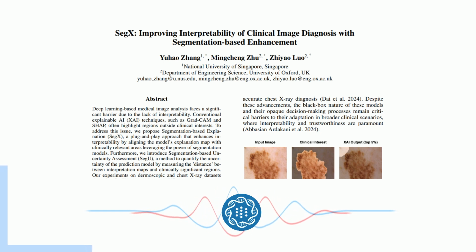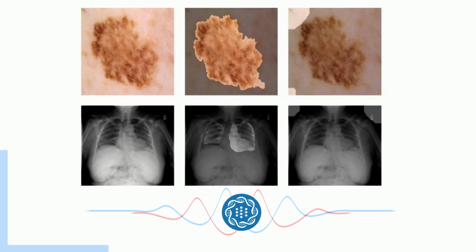So does that mean every time you use it on a different type of medical image, you have to retrain it? Well, I think one of the coolest things about SegX is how adaptable it is. It's what we call a plug-and-play solution, so you can basically use it with any existing XAI method. So that means it has the potential to really improve AI interpretability across a whole bunch of applications in healthcare. That's really promising.